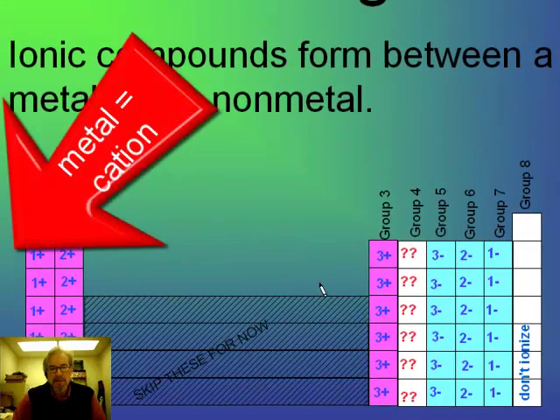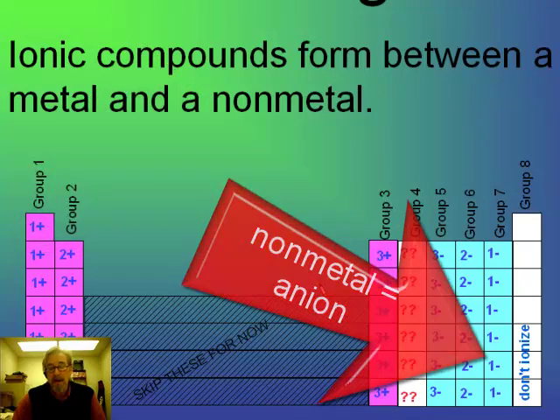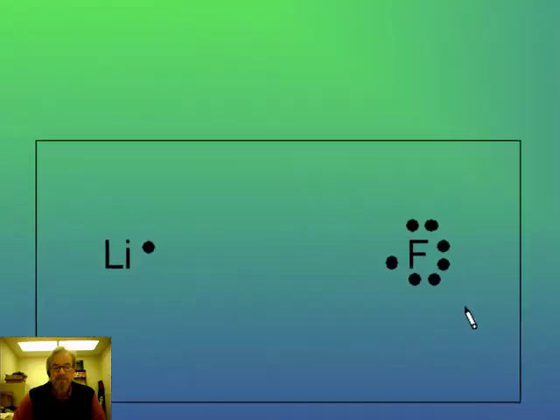Since metals typically make cations and nonmetals typically make anions, we can find that ionic compounds are usually going to form, almost always, between a metal and a nonmetal. So when a metal and a nonmetal make a chemical compound, it's an ionic compound. Let's look at some examples of formulae.